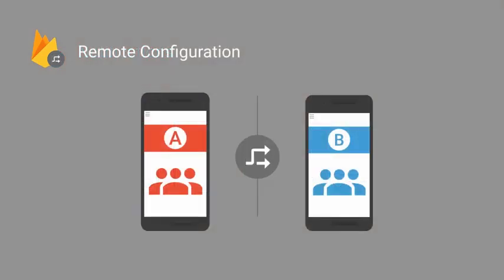With Firebase Remote Config, you can test changes to your app and see how they impact usage. So this allows you to change a feature in your app without rolling out an update. You can even target groups of users so that you can compare the success of different configurations.